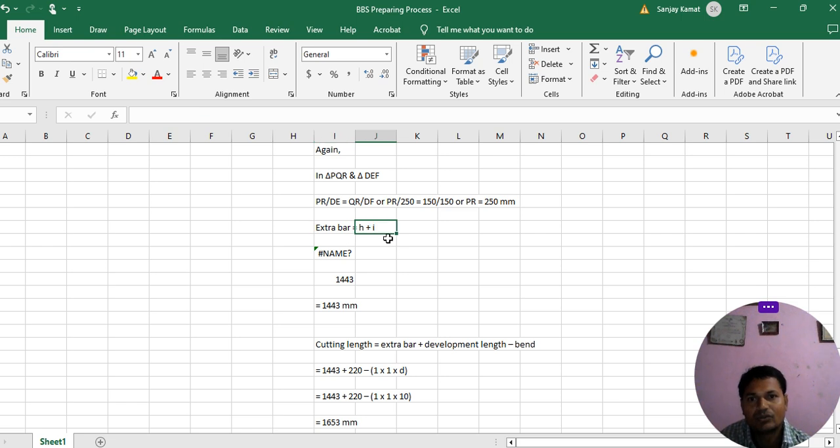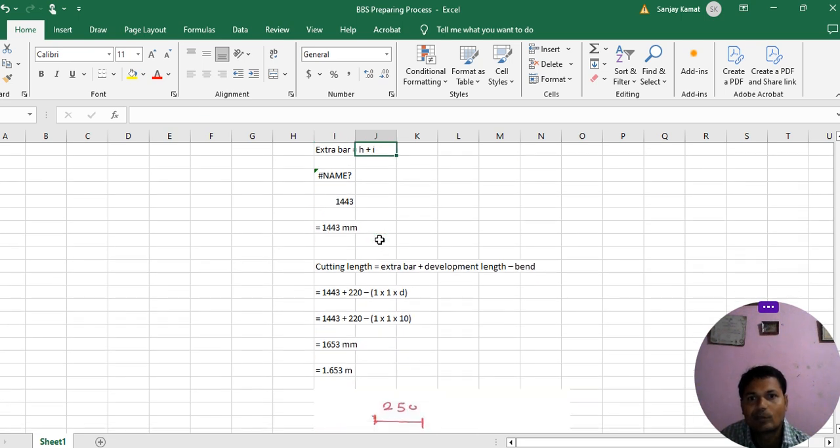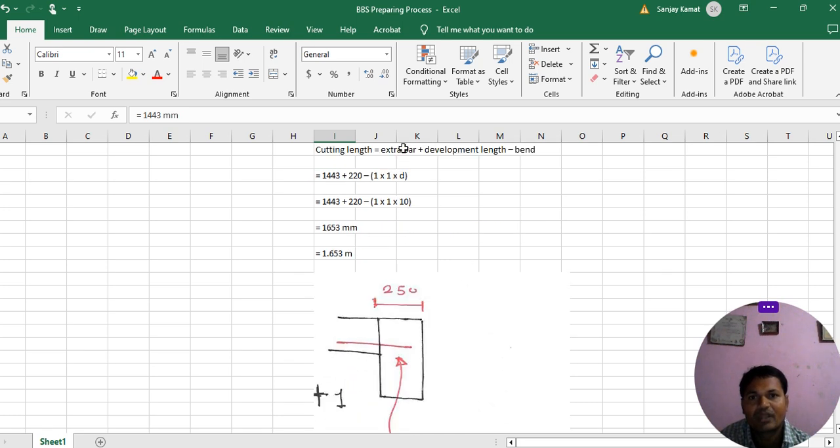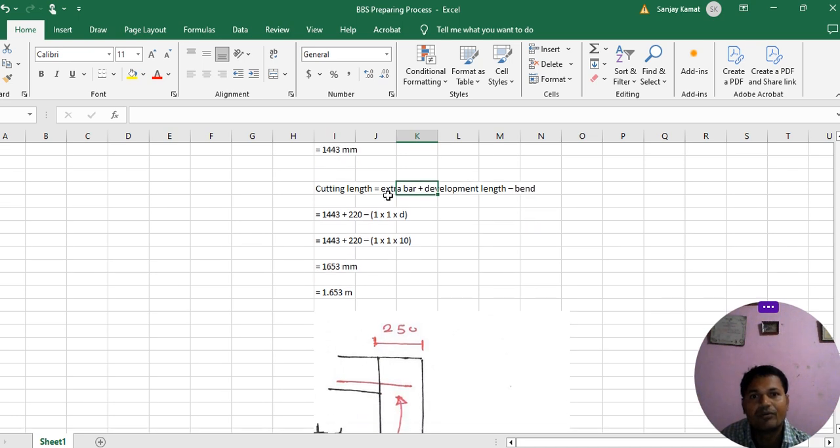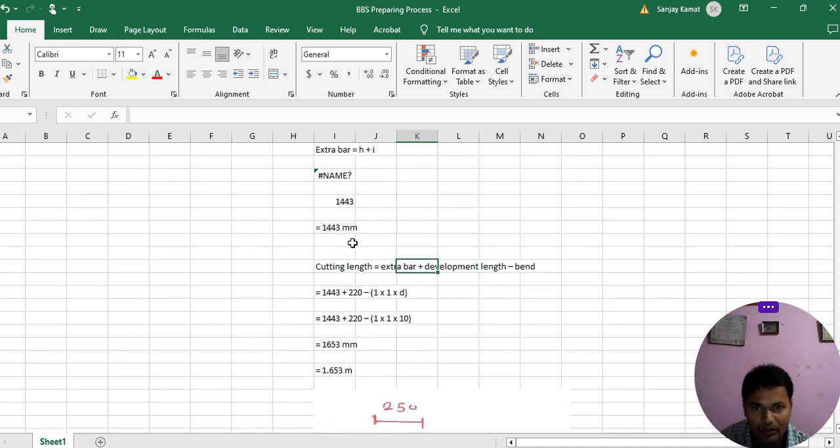Extra bar is equal to h plus i. In this way, how much extra bar will come? 1443 mm. Now cutting length is equal to extra bar plus development length minus bend. This is the formula we had earlier. So substitute all the values here. Extra bar we just got, 1443 mm.